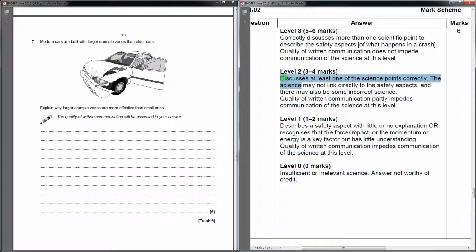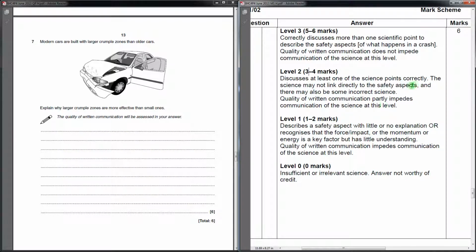Now, getting up to 3 or 4, you have to make some actual science points. And it's quite generous here because it's targeted at C. It says the science may not link directly to the safety aspect. So you could talk about the fact that you're reducing the impact force, and then you could talk about the fact that that makes it less likely for the occupants to be injured. Those 2 things aren't really linked, but if you did that, you'd be looking at around 3 marks there.